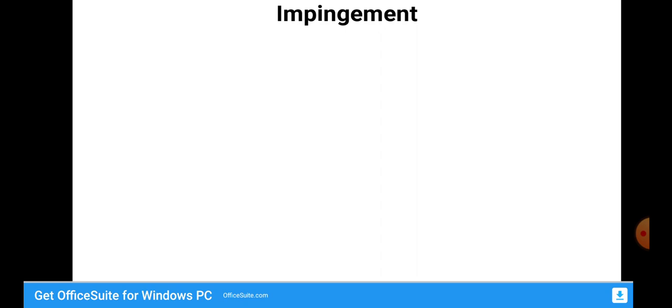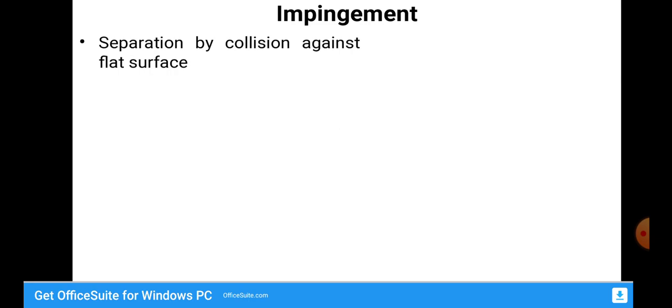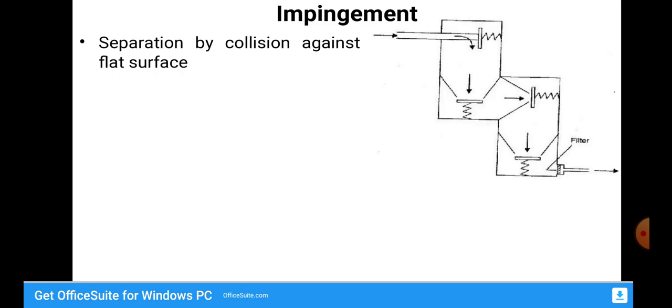Next method is impingement method. Here separation or sampling of solid particle will take place by collision against a flat surface. This is diagram. As you can see in this diagram, from left hand side a jet of airstream will enter in this equipment and it is directed against a flat surface.